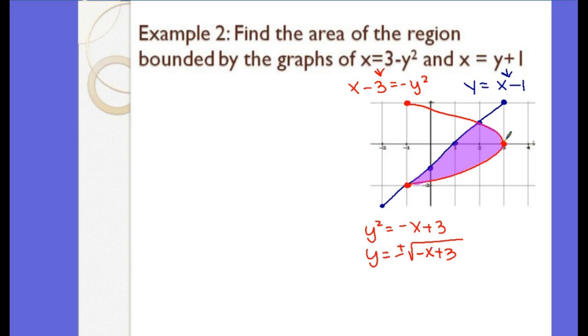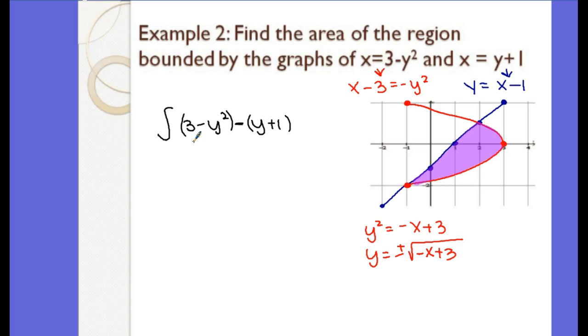So what we're going to do is say the red function is always to the left. The blue function is always to the right. So we're going to take the red function in terms of y minus the blue function in terms of y. So our integral would be the red, which is 3 minus y squared, minus the blue, which would be y plus 1. So it's right minus left.